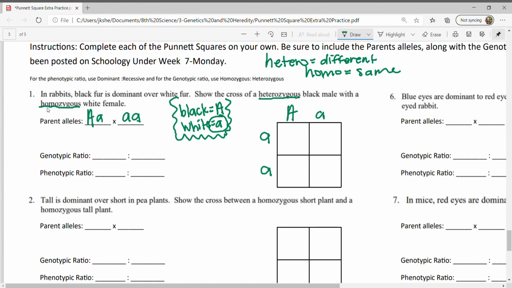Once you have filled out your Punnett square, you will look at the genotypic and phenotypic ratio, and it tells you up here for the genotypic, you'll say homozygous to heterozygous, and for the phenotypic ratio, you're still using dominant to recessive, just as we did in the sections above.